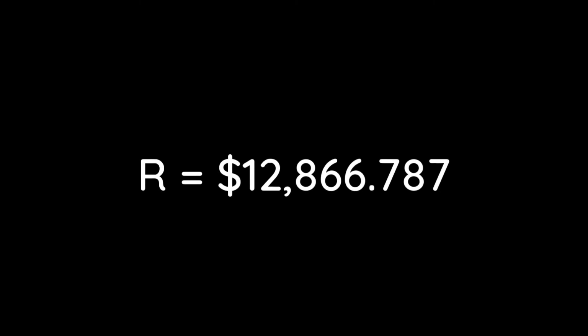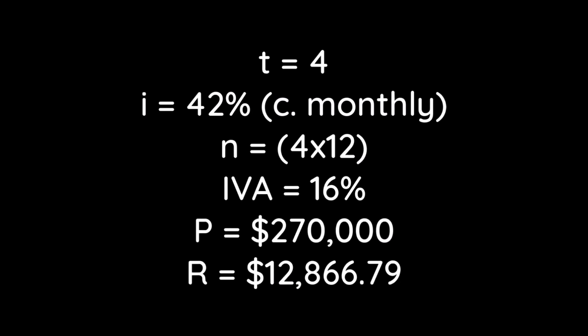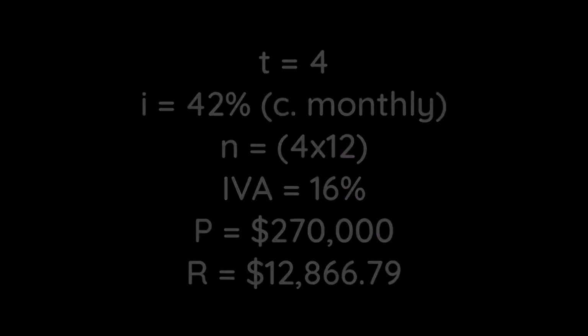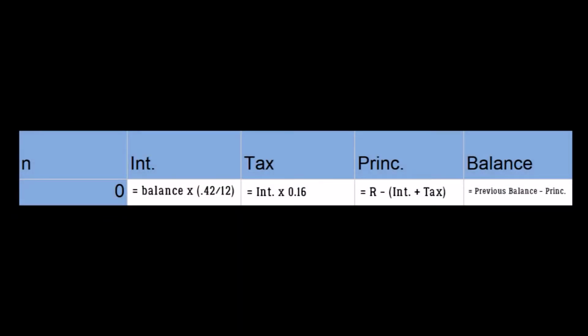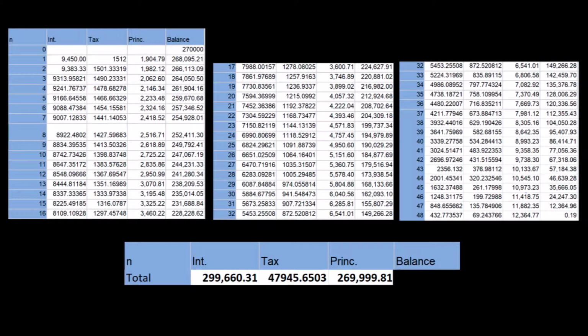Also, the bank tells you that you need to make a periodic payment of 12,866.787 pesos. With this information, we can now make our amortization table. First, we state our data. Then, we fill our table with the proper calculations until the balance becomes approximately zero throughout the 48 payments.